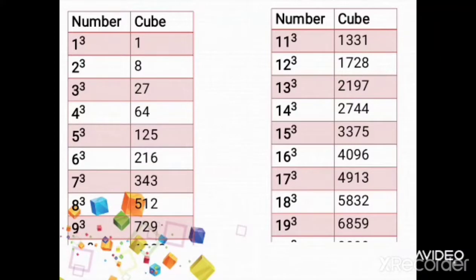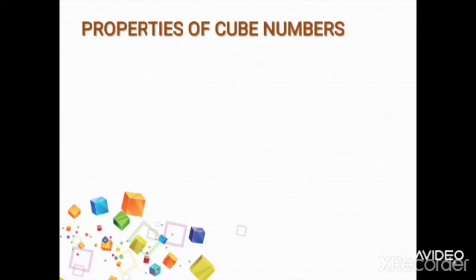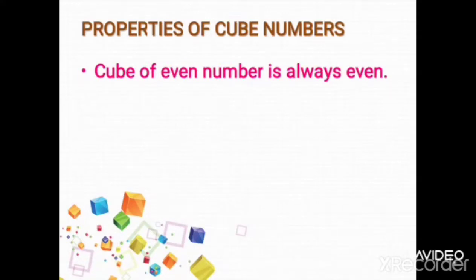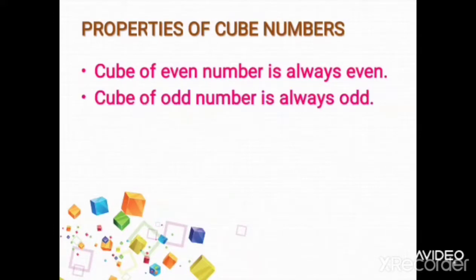Now observe the ending digits of these numbers. Which digits do you see? What can we say about the cubes of even numbers? Yes, cube of an even number is always even. Same way, what about the cube of odd numbers? Yes, cube of an odd number is always odd.